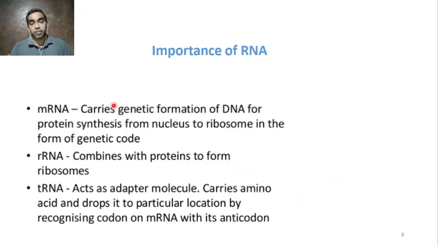These are the importance of messenger, transfer and ribosomal RNA. Messenger RNA carries genetic information of DNA for protein synthesis from the nucleus to the ribosome in the form of genetic code. Ribosomal RNA combines with proteins to form ribosomes, and transfer RNA acts as the adapter molecule. It carries an amino acid and drops it at a particular location by recognizing the codon on messenger RNA with its anticodon. Please go through some of the important videos on YouTube so that you can understand this better.